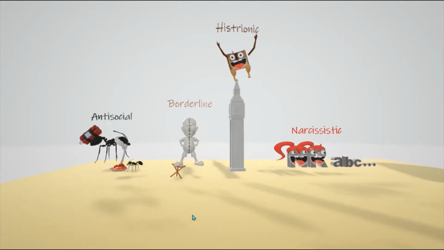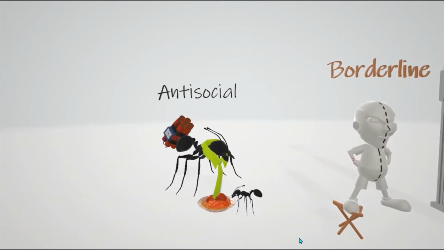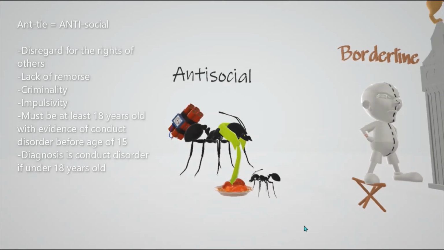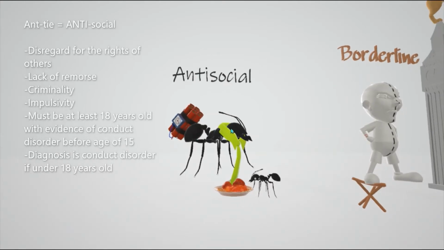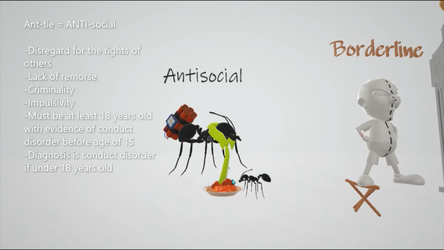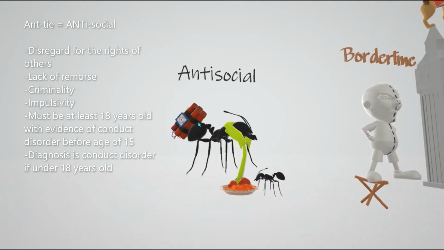Let's start with antisocial. Okay, so here we have antisocial, represented by the ant with a tie. Ant tie for antisocial. There's an ant here wearing a tie, this green tie. So you see what he's doing is he has this tie, and it's going in another ant's food, and he has complete disregard for it. Because antisocial personality disorder is described as disregard for the rights of others with lack of remorse. He doesn't even care that he's doing it. It involves criminality. That's why he has this bomb in the back of him, because he's involved in criminality.